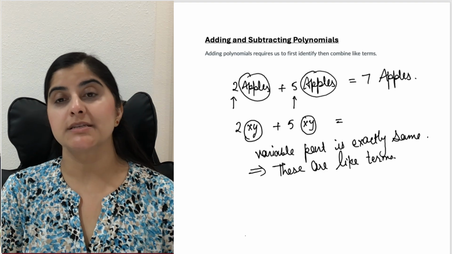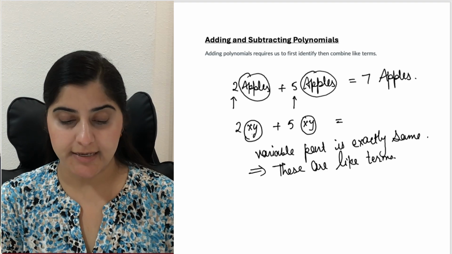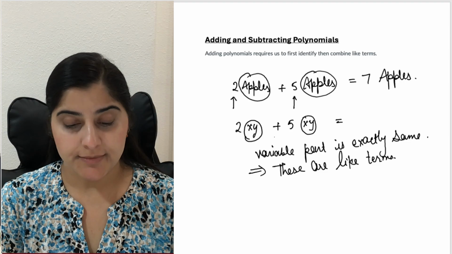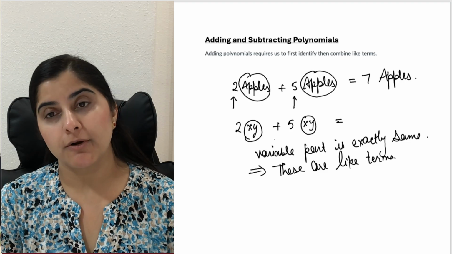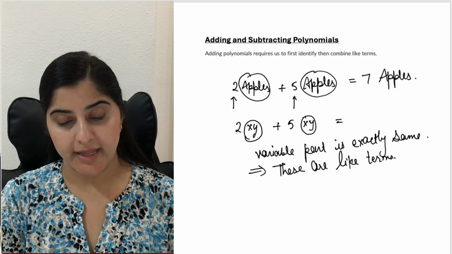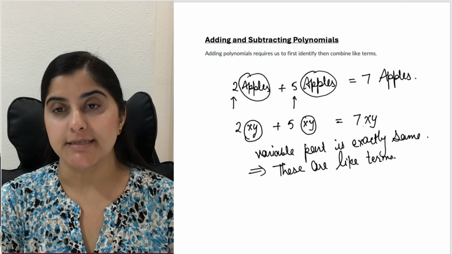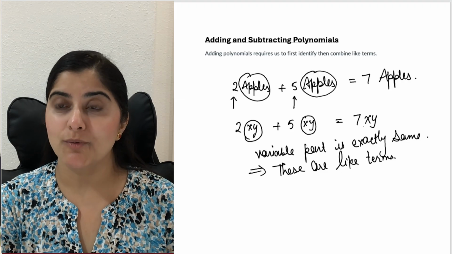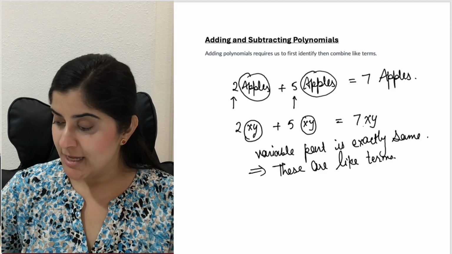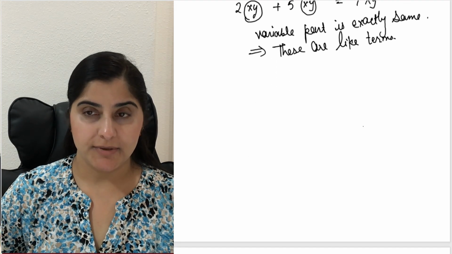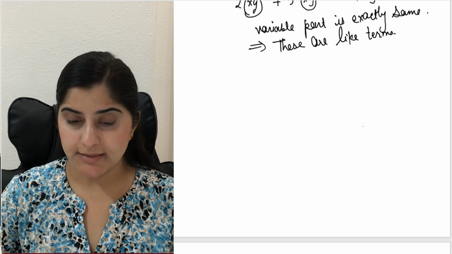We can always combine the like terms instead of writing them 2 times. Whatever the sign is in the middle, we perform that sign on the coefficients. So here, 2 plus 5 is 7, and xy will stay as it is. This is how we combine like terms. Let's do one example where we will add polynomials.